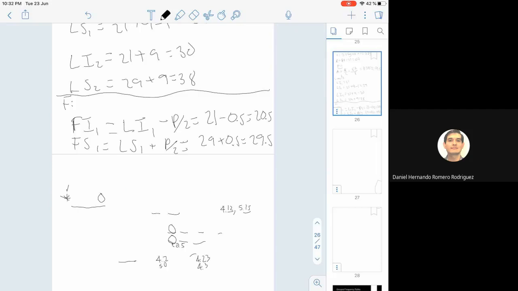Let me just continue here. The boundaries for the second class. For the second class, it's just the previous boundary, so that's 20.5 plus the amplitude, plus 9. So this is equal to 29.5. And then for the upper class boundary, this will be the previous one, the 29.5 plus 9.